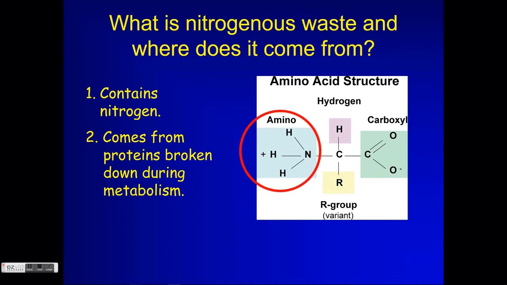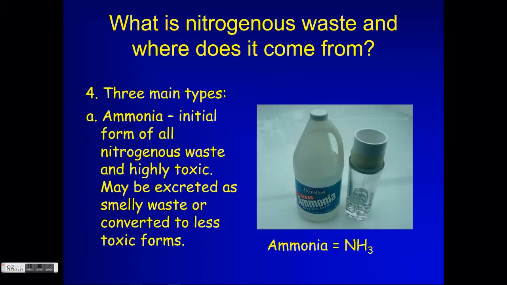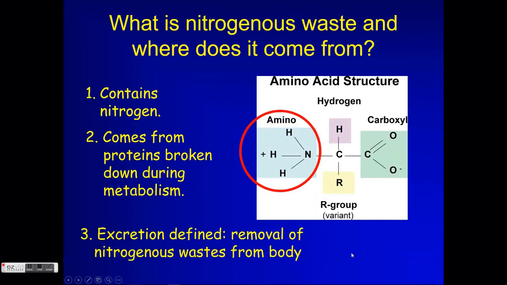Excretion then would be the removal of nitrogenous wastes from the body. And so we excrete them. We don't secrete them, that would be through our skin, but excrete them through the kidneys and on out through the bladder. When nitrogenous waste is first produced, it's initially produced as ammonia. In fact, ammonia is NH3. If we go back to our diagram here, nitrogen, 1, 2, 3 hydrogens, this amino group is by itself ammonia.